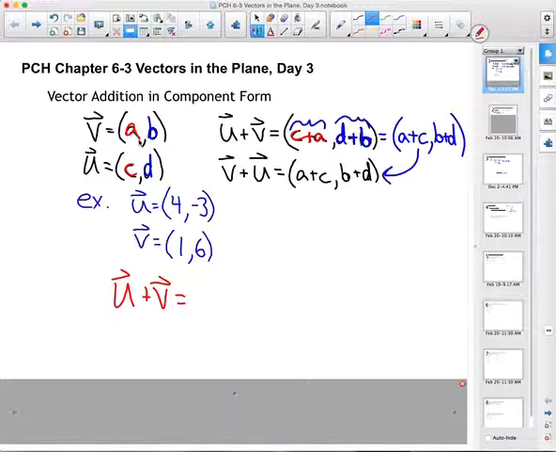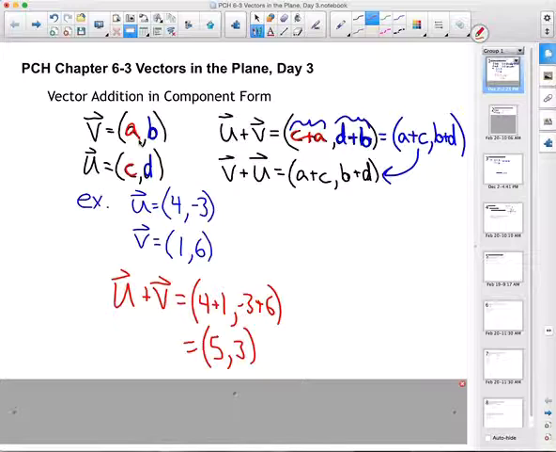5, 3. Okay. 4 plus 1 and -3 plus 6. That gives us 5 as our horizontal component and 3 for our vertical component. And if you think about it, this makes sense. If you visualized it, this makes sense.